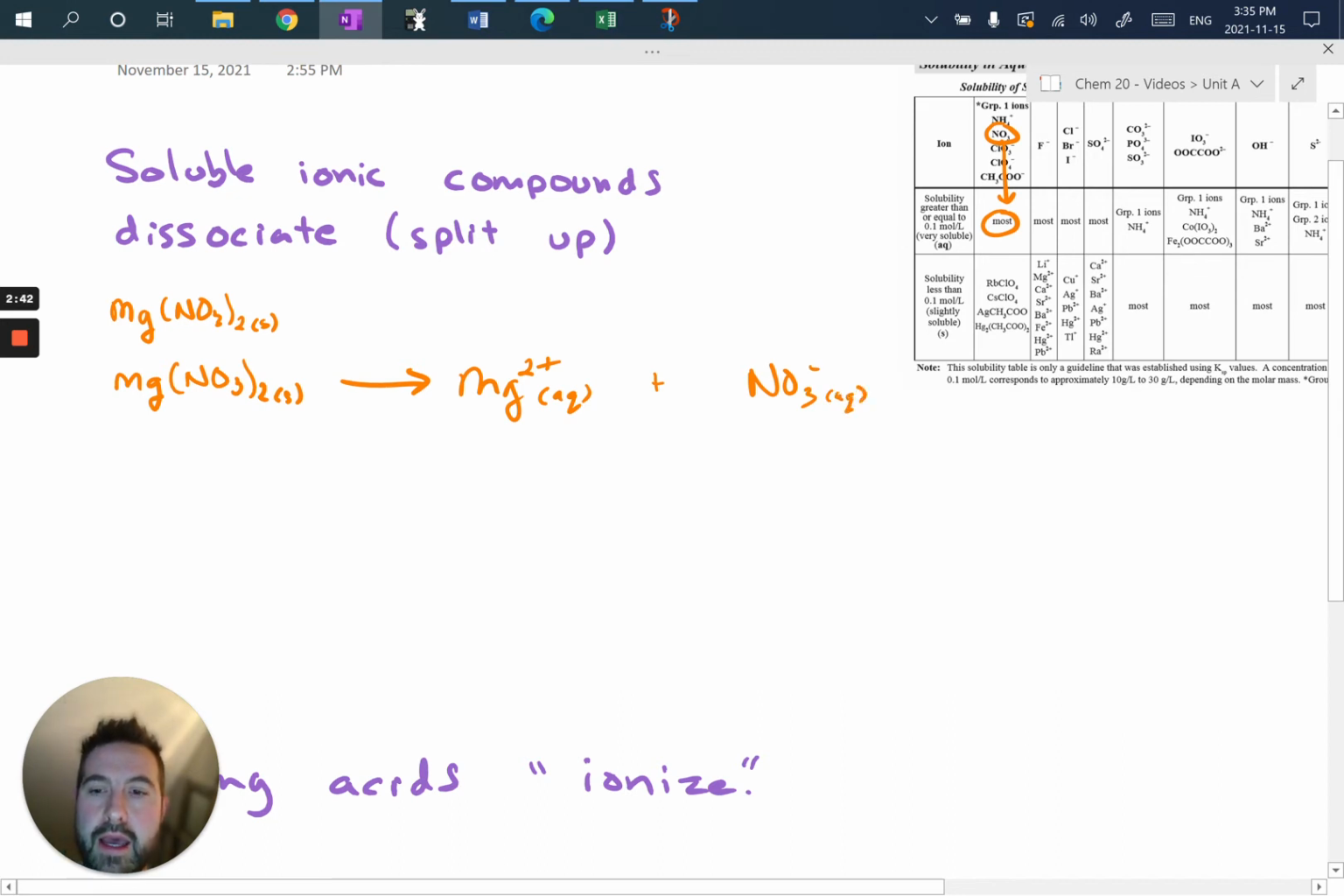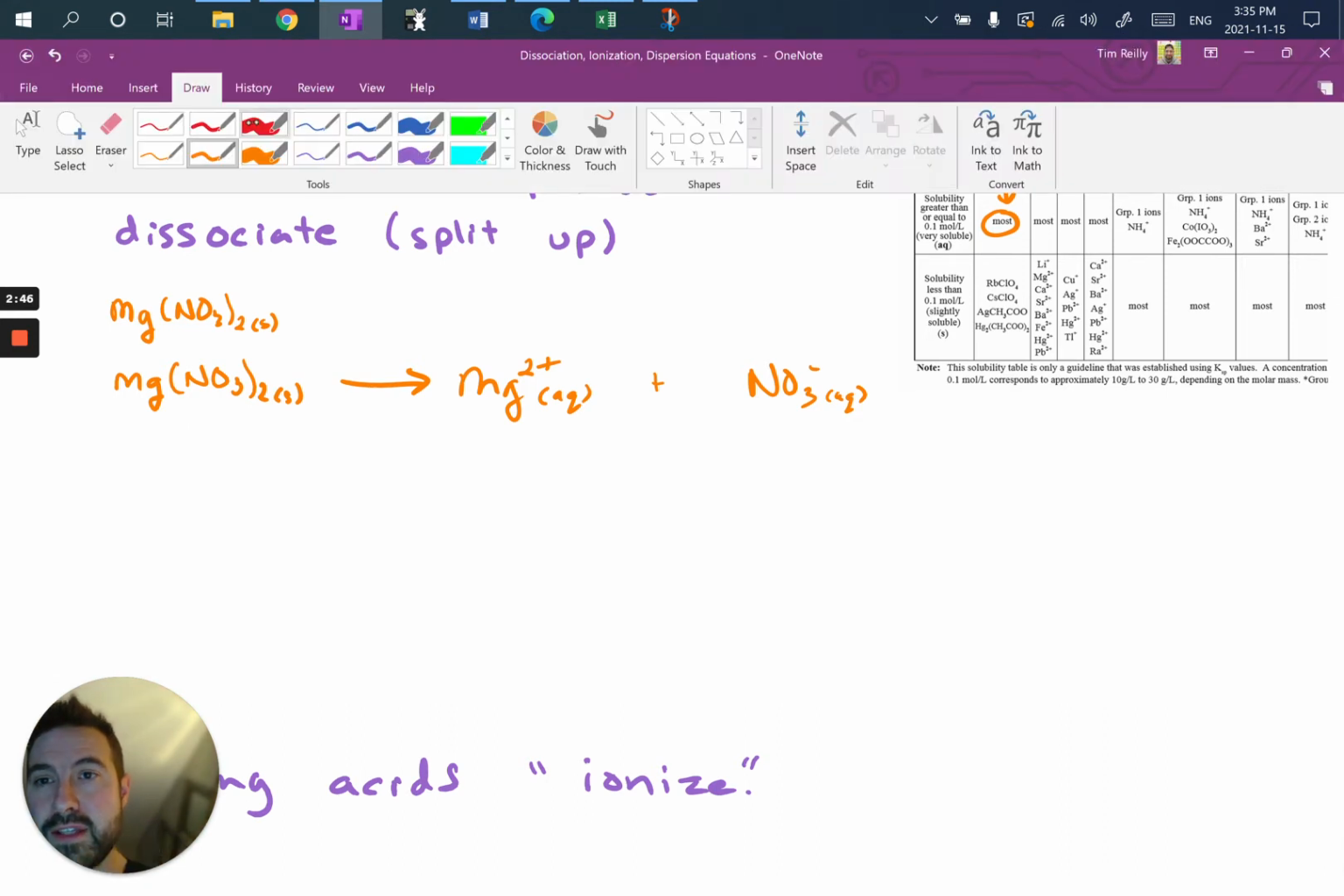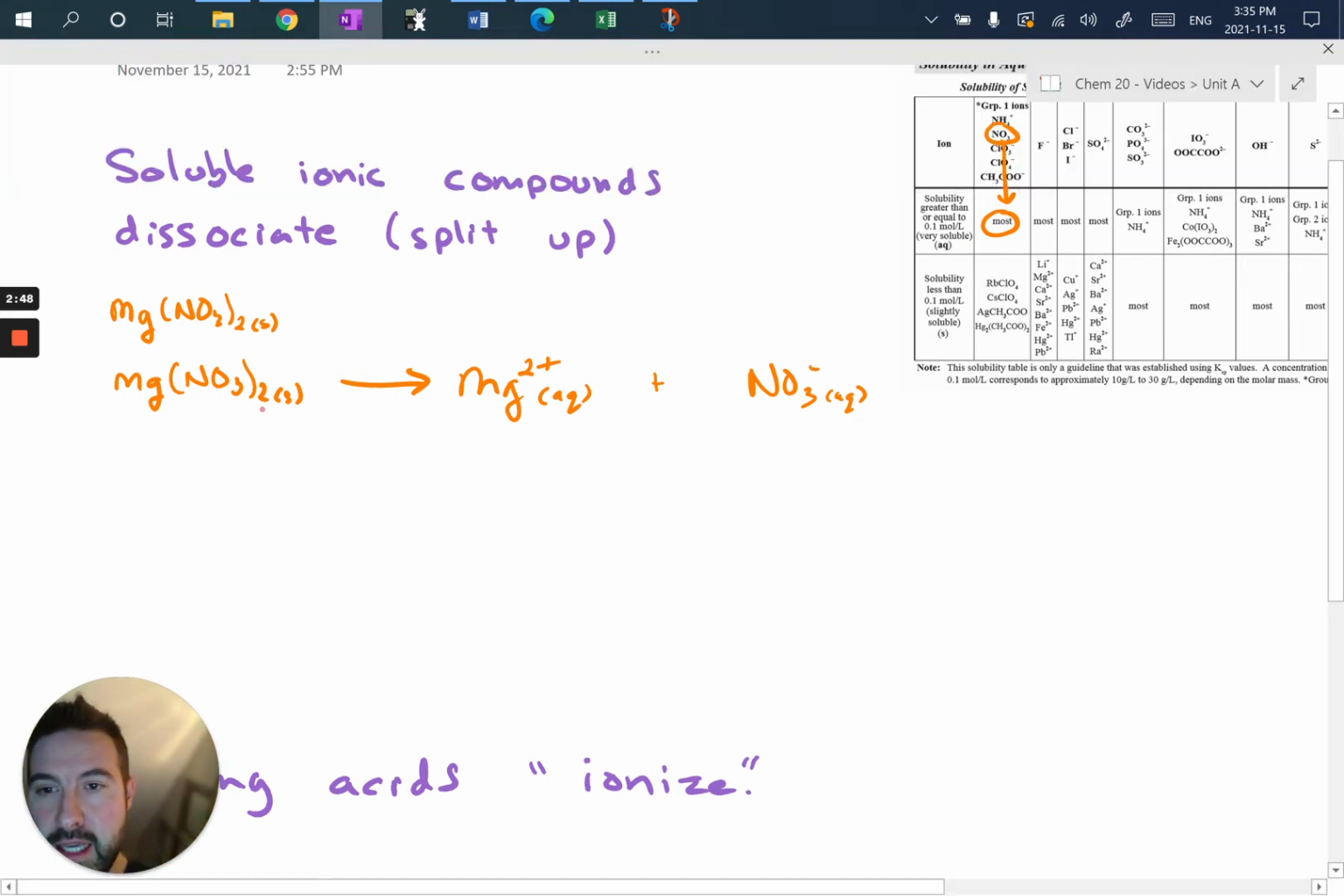Okay, and now the next thing I have to do is balance this. I see here this subscript 2 tells me that I'm going to have 2 helpings of nitrate ions in my products. So I'm going to put a coefficient 2 in front of my nitrate ions. And now I have a balanced dissociation equation.